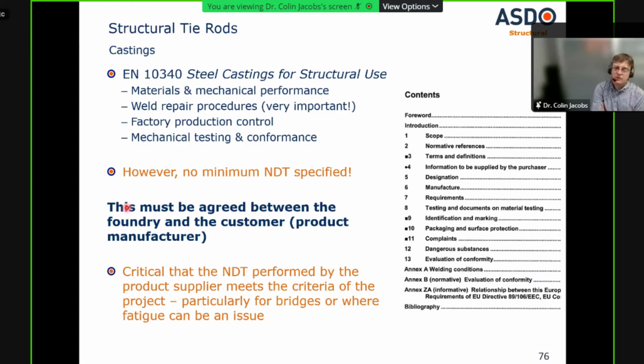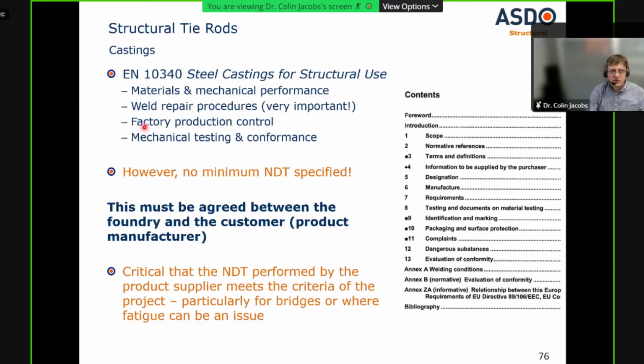So EN 10340 is quite a comprehensive document. It's very good. It tells you what materials you can select. It gives you weld repair procedures, which is very important. Although you may think castings come out perfect, often there are defects in a casting that a foundry can legitimately repair by using welding. There's nothing wrong with that, provided you use the correct weld procedure.